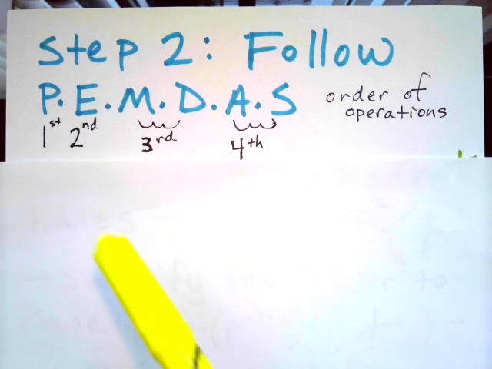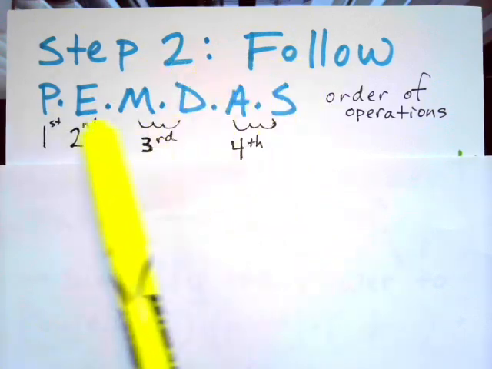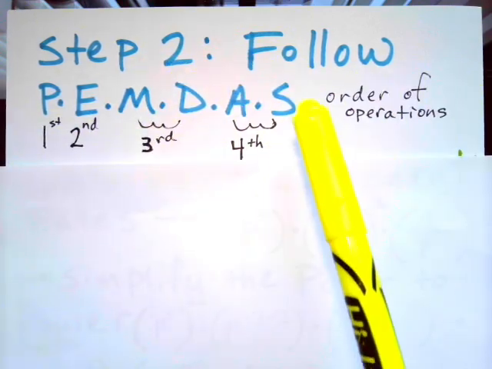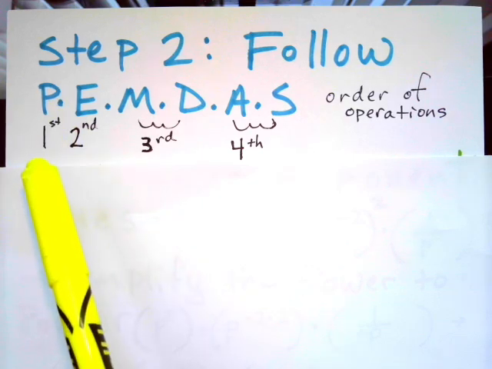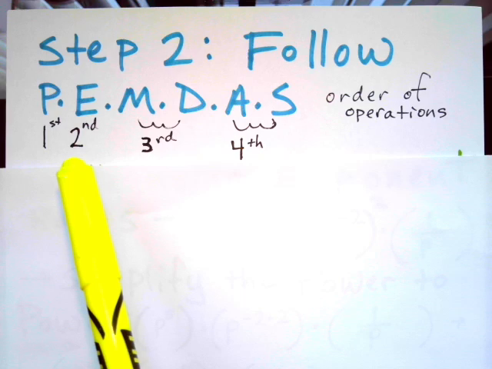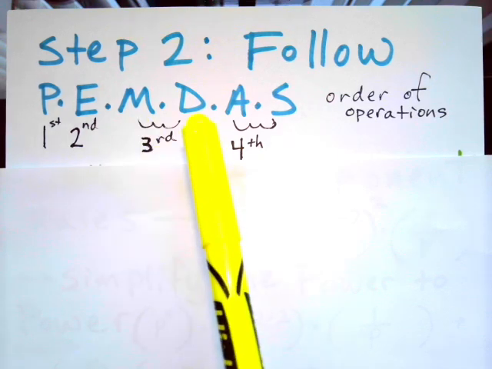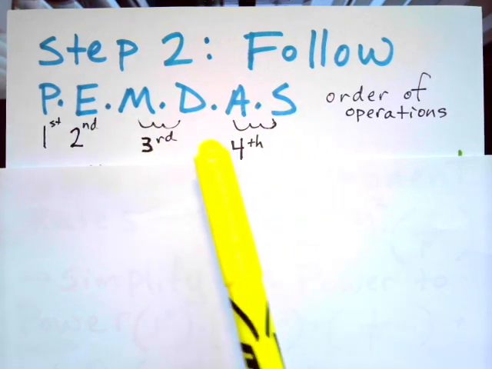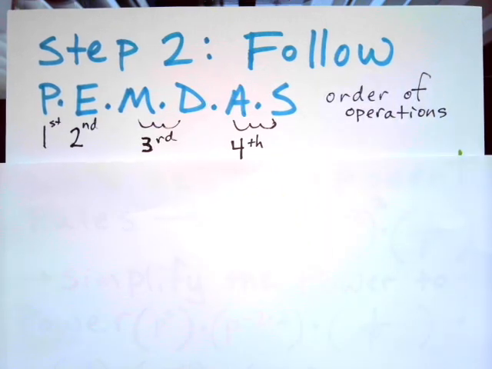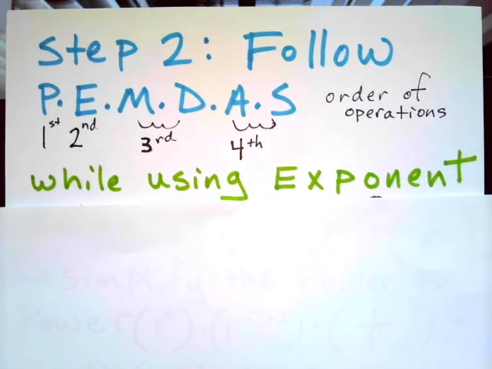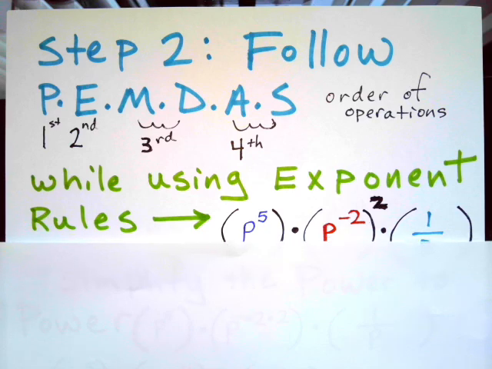So in step number 2, we want to follow PEMDAS, or the order of operations: parentheses, inside parentheses first. Then you want to simplify exponents. Then you'll multiply and divide. Then you'll add and subtract. And of course, we are working with exponential powers for this particular problem.